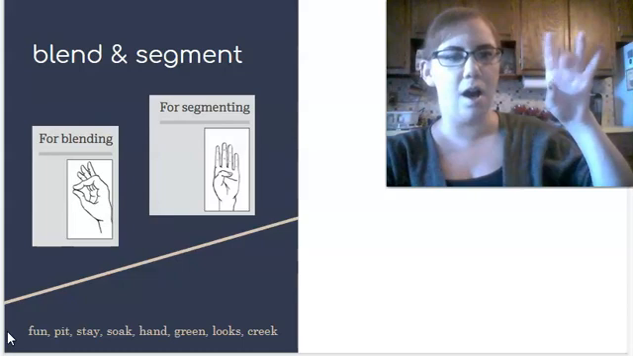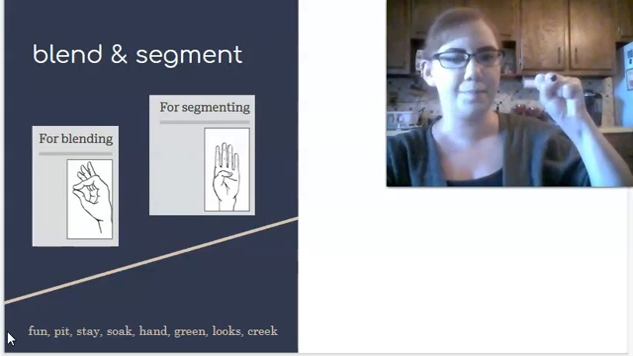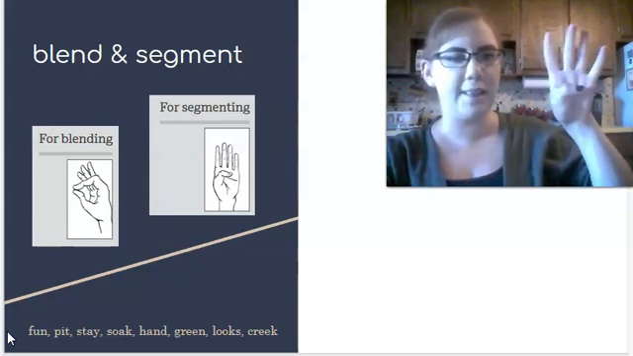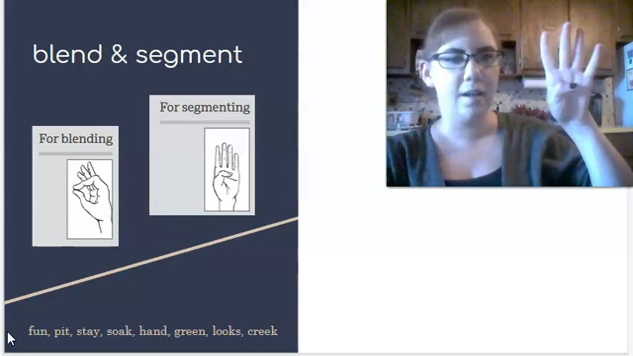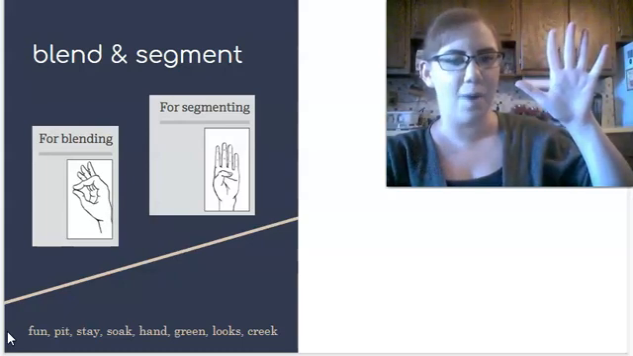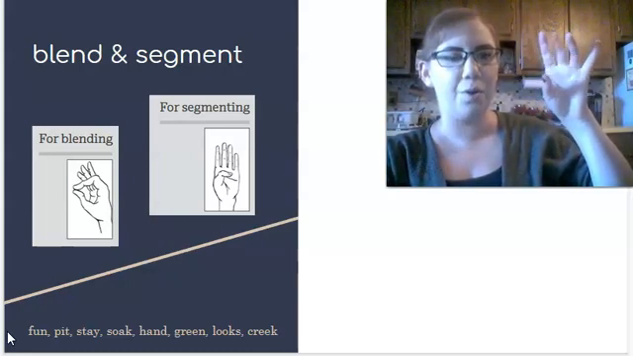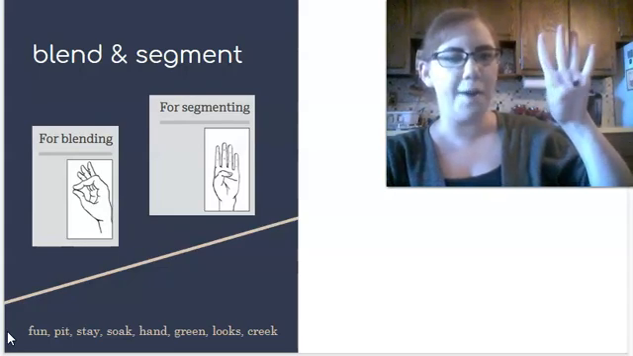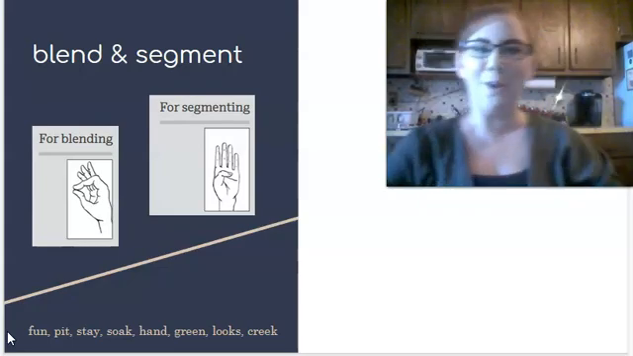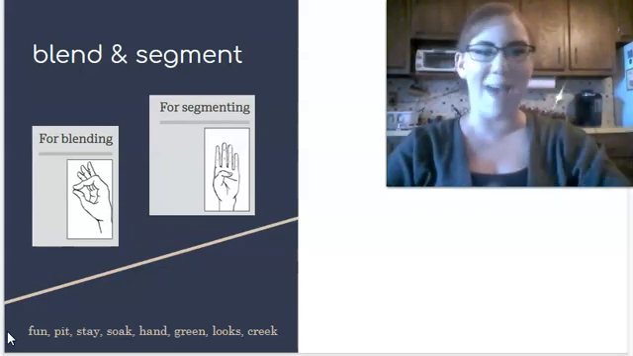Look. Looks. 4 fingers for looks. Last one. Creek. 4 fingers for creek. Great job. Give yourselves a pat on the back.